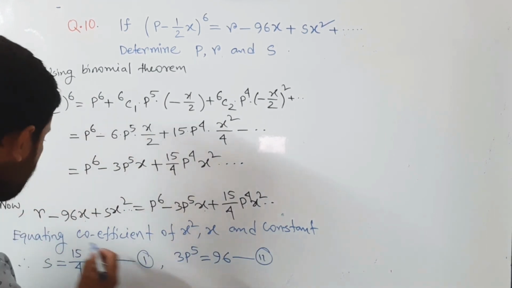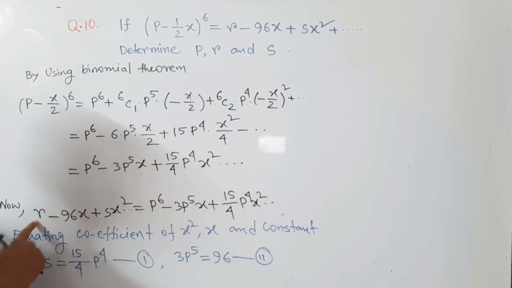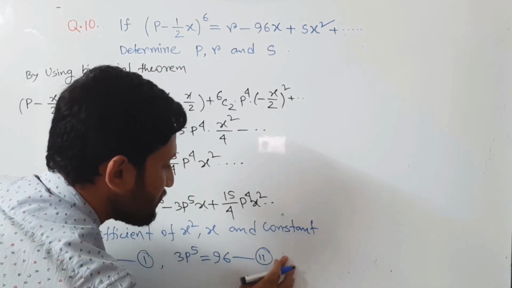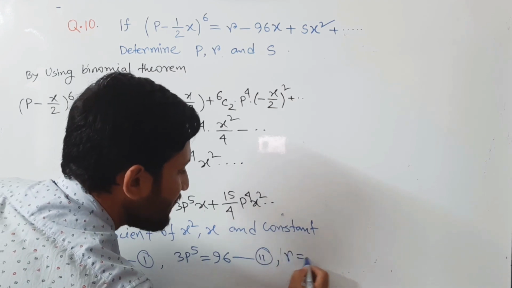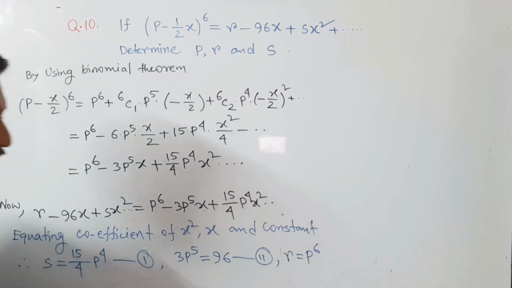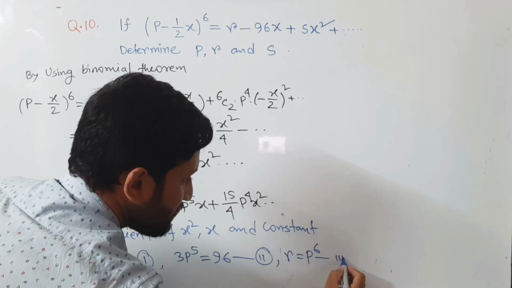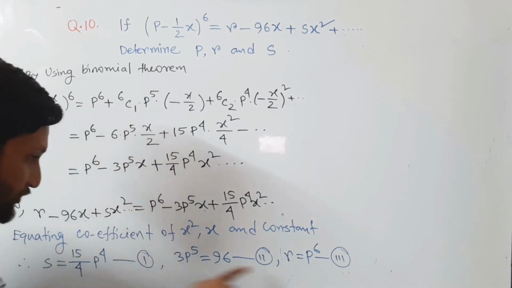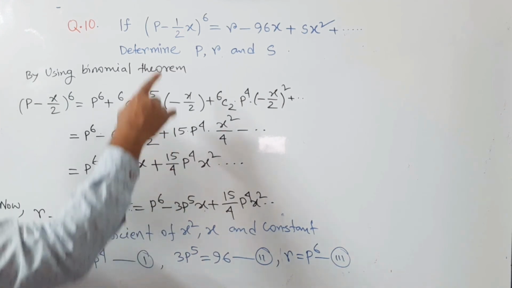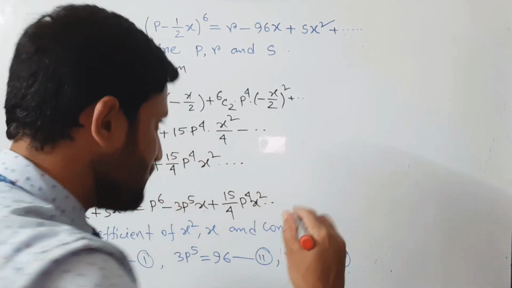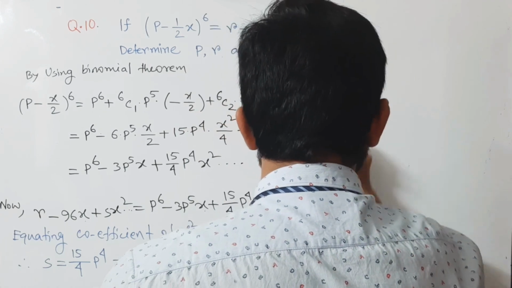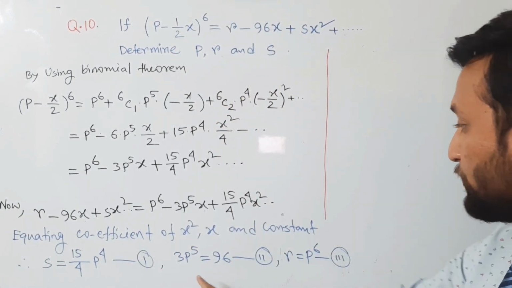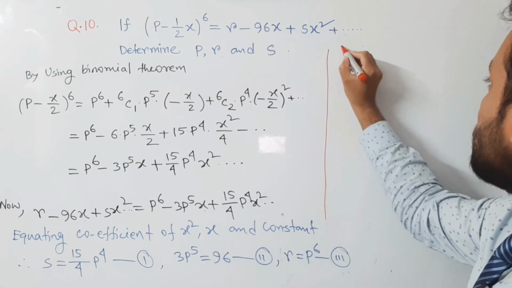And then also we can write p to the power 6 equals to what? Both are constant. So we can write p to the power 6. That means r equal to p to the power 6. So r equal p to the power 6. And mark this as equation 3. Now by using simple calculation, from these three equations, we can find the values of p, r and s. At first, from equation 2.